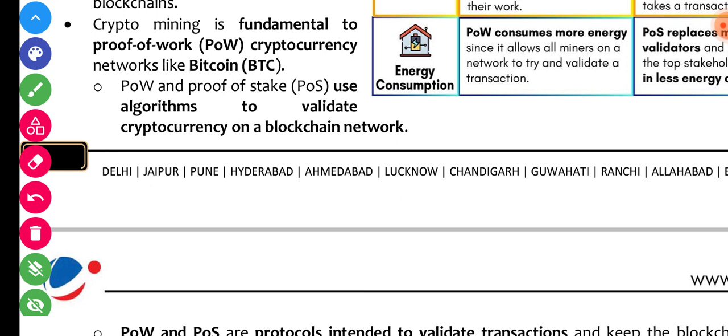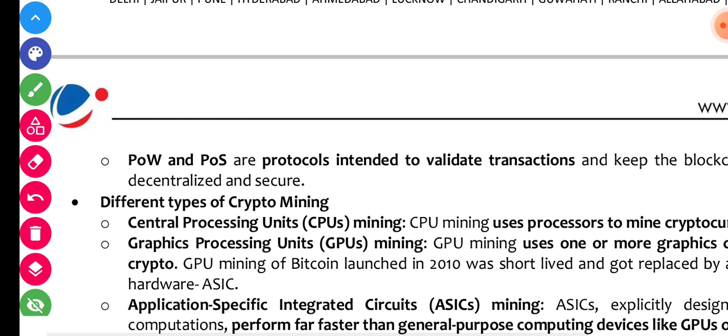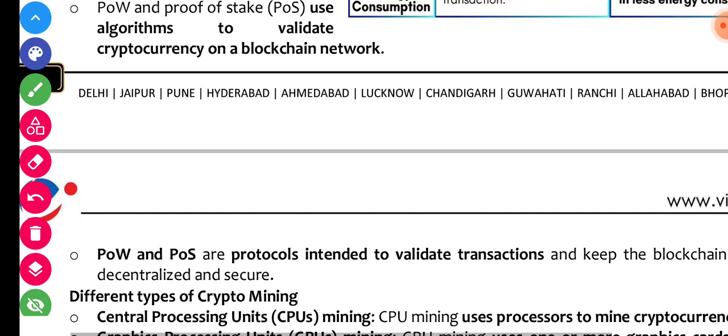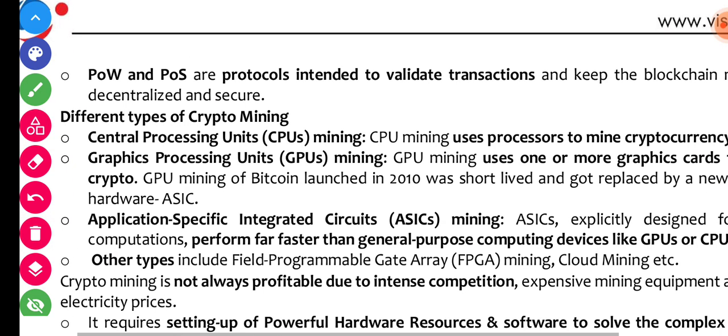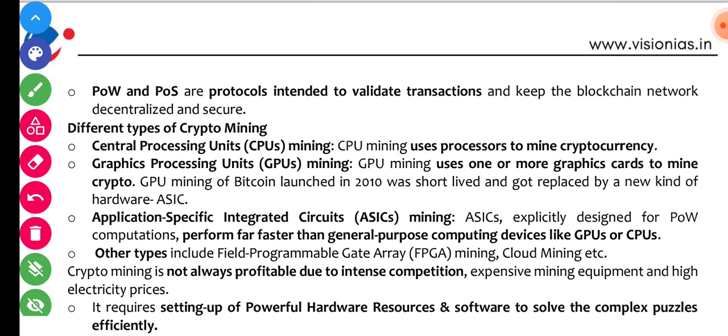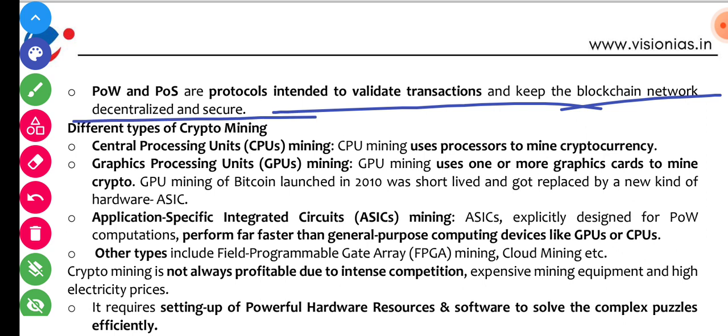Proof of work and proof of stake use algorithms to validate cryptocurrency on blockchain networks. Proof of work and proof of stake are protocols intended to validate transactions and keep the blockchain network decentralized and secure. And there are different types of crypto mining, like central processing unit mining, CPUs.